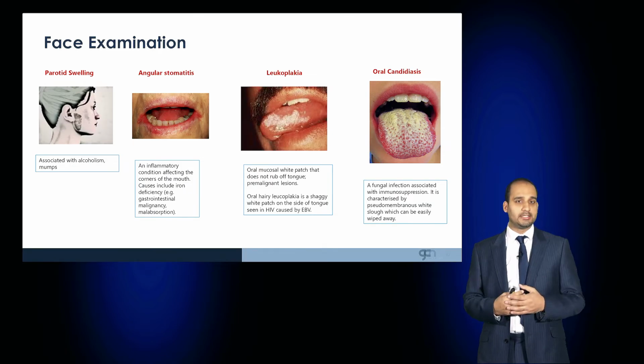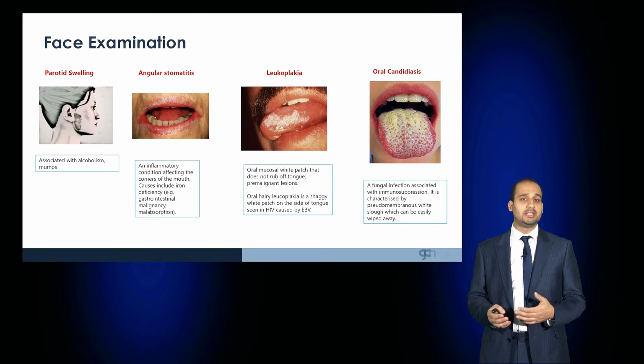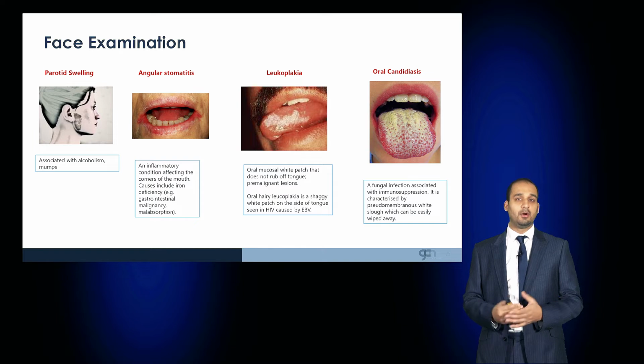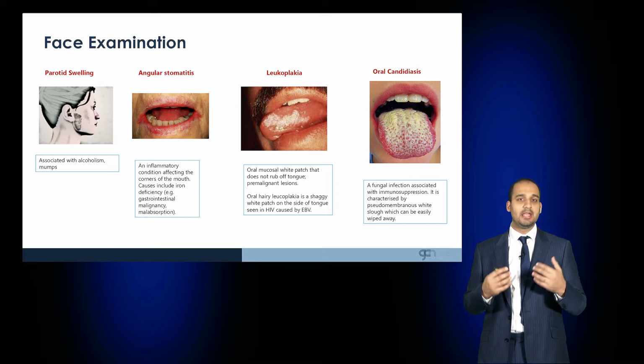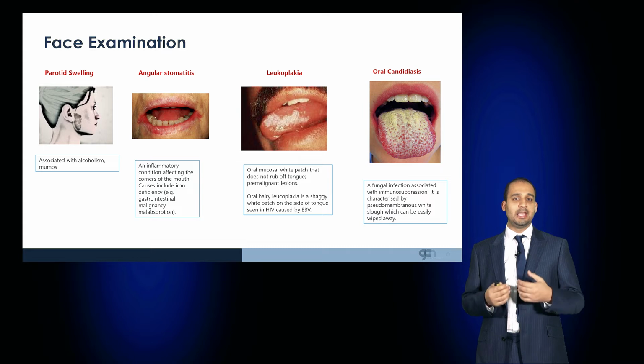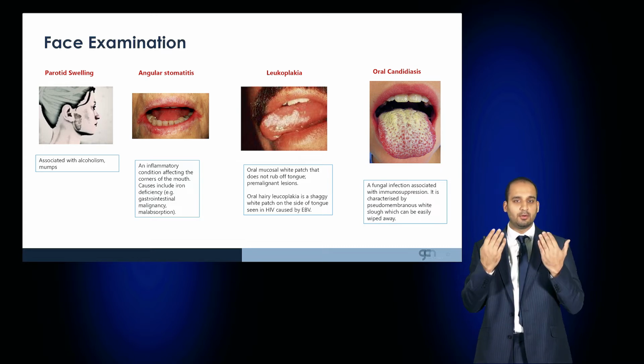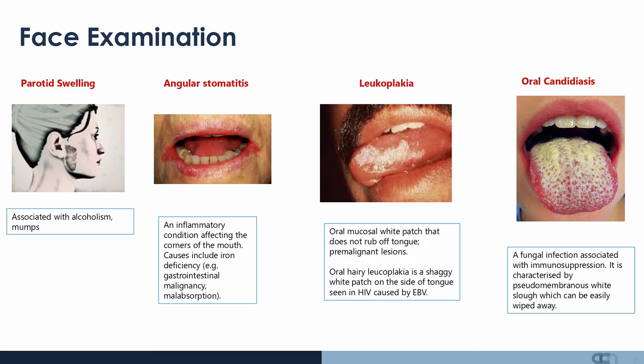Inspect the parotid glands. Parotid swelling can be associated with chronic alcohol use or viral conditions such as mumps. Inspect the oral cavity. Angular stomatitis is an inflammatory condition affecting the corners of the mouth, and causes can include iron deficiency, and that can be as a result of poor GI absorption or GI malignancy. Inspect the tongue. Look for any white discoloration.